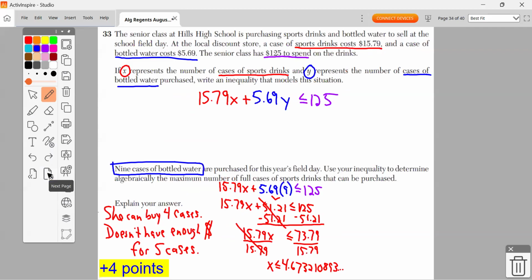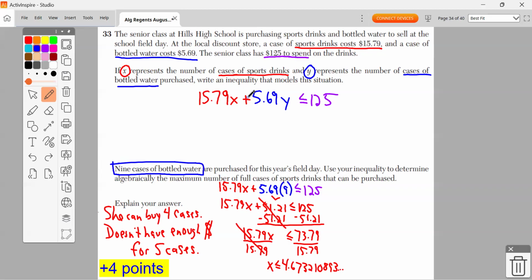In question number 33, we have our first 4 credit question. The senior class at Hills High School is purchasing sports drinks and bottled water. A case of sports drinks costs $15.79. Bottled water costs $5.69. The senior class had $125 to spend on drinks. They specifically tell you in the next part you have to use X for sports drinks and Y for bottled water. If you don't use those 2 letters, the most that you can get is 3 out of 4. So be very careful there.